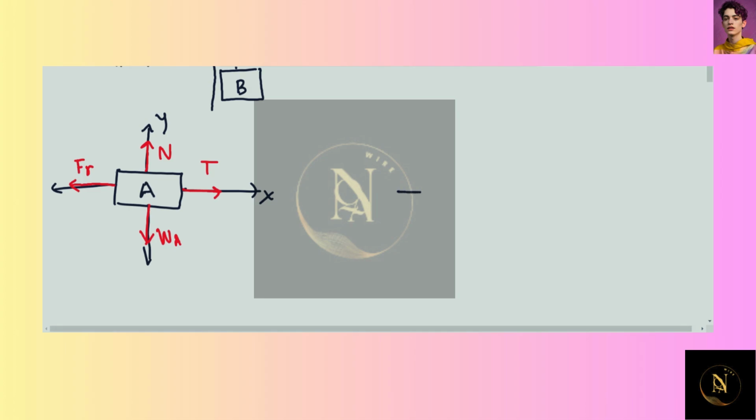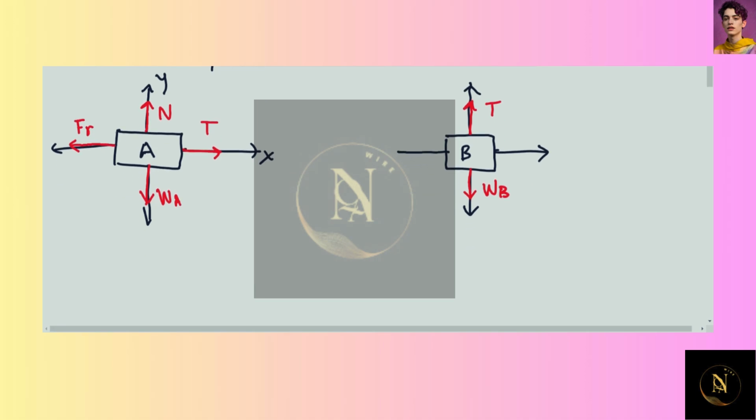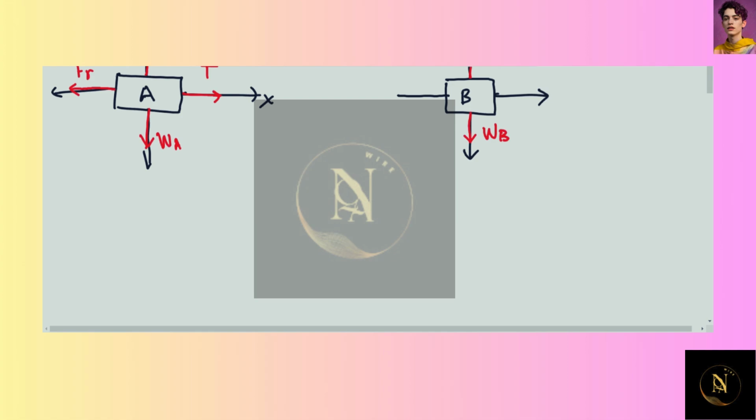For the other block, the only forces acting on it are the tension, which is the same tension because the rope is the same, and the weight of the block B, that we call weight B.